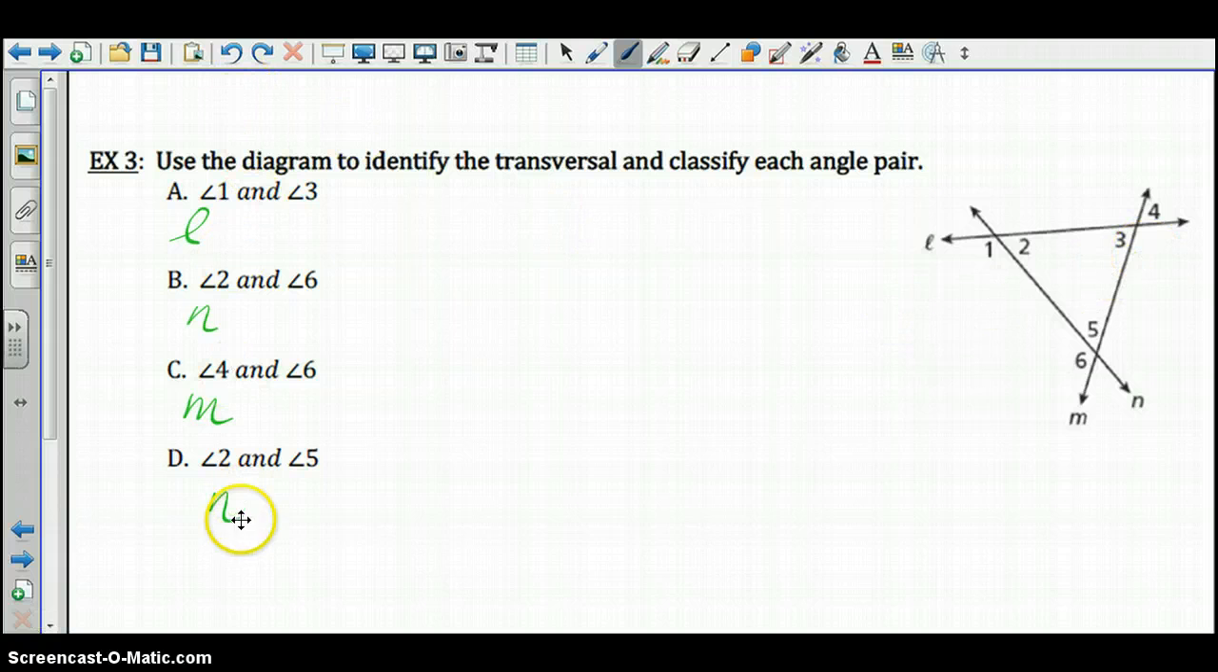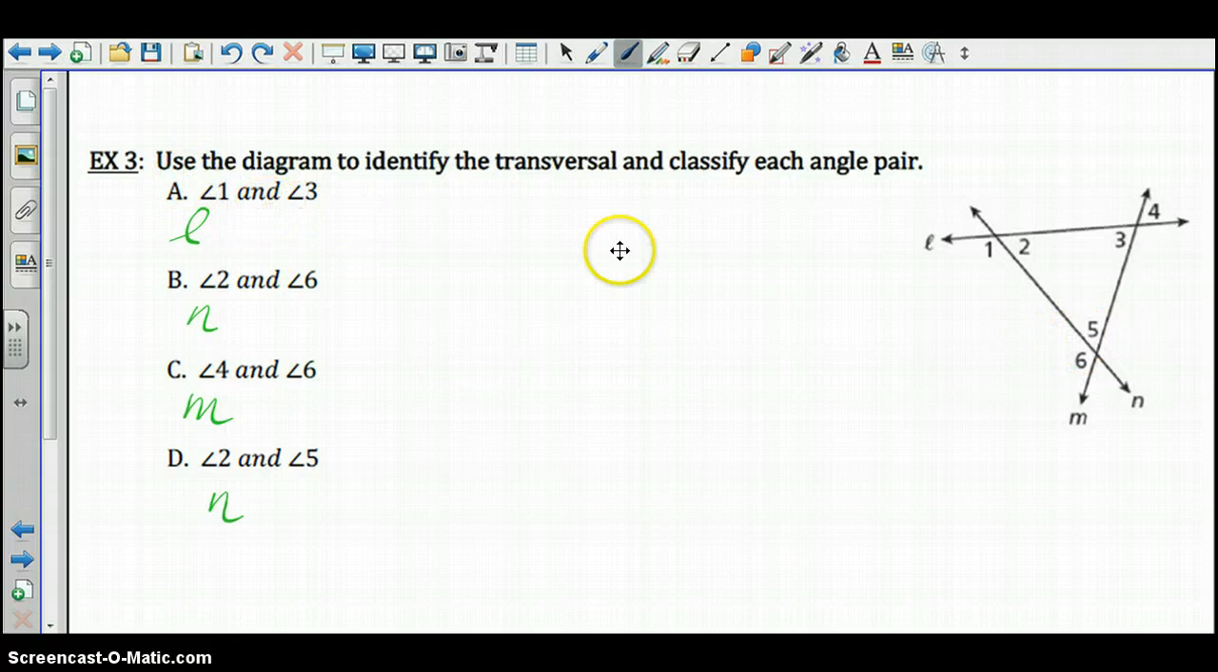Alright, you should have gotten these results. 1 and 3 are both on line L, so that's the transversal. 2 and 6 are both on line N, so that's the transversal. 4 and 6 are both on line M, so that's the transversal. And 2 and 5 are both on line N, again, so that's the transversal.